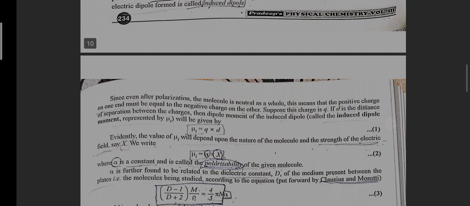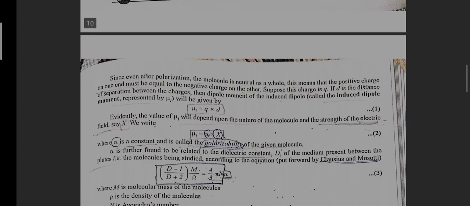Since even after polarization, the molecule is neutral as a whole, this means that the positive charge on one end must be equal to the negative charge on the other. Suppose this charge is q. If d is the distance of separation between the charges, then the dipole moment of the induced dipole will be given as mu I is equal to q into d. Let it be equation 1.